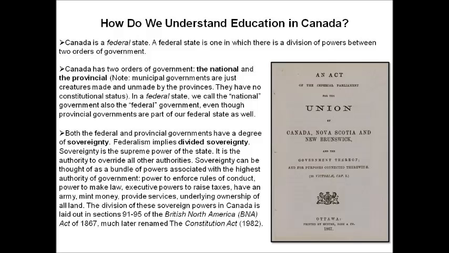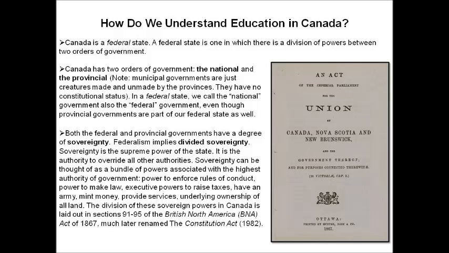Sovereignty, what is it? It's the supreme power of the state. It's the authority to override all other authorities. Sovereignty can be thought of as a bundle of powers associated with the highest authority of government. It's the power to enforce rules of conduct, power to make law, executive powers to raise taxes, have an army, mint money, provide services. Underlying ownership of all land is included in there, right?